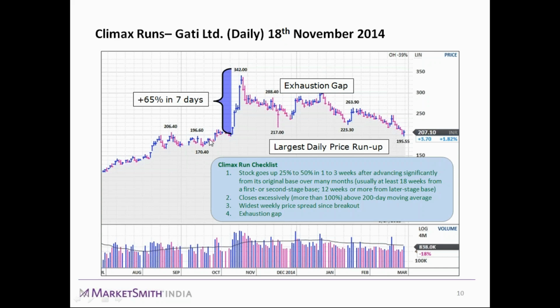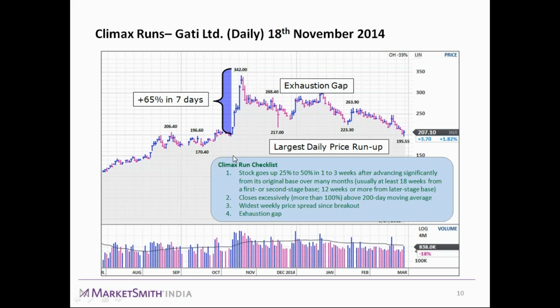So exhaustion gap is where you see this kind of huge price run on the daily chart, the biggest difference between the high and low, a very big price run in a span of 7 days, and this is happening after the stock has already rallied significantly from its breakout base. That's called an exhaustion gap. If you look at the weekly chart, you will see a similar thing where there is a very big difference between the high and the low since that stock broke out from its original base.